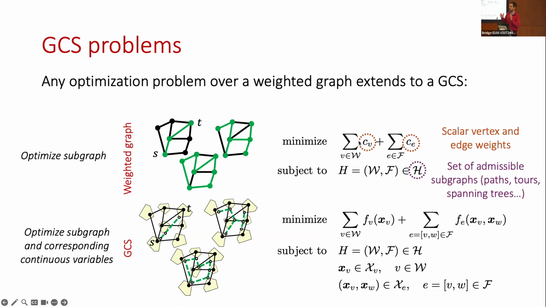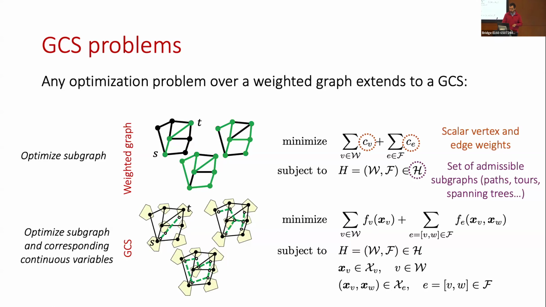The weight of the subgraph is the sum of the weights of the vertices and the edges in the subgraph, right? So this is the combinatorial optimization problem that we start with, and this is the generalization over a GCS. We're still looking for a subgraph, H, in the set of admissible subgraphs, but depending on the subgraph that we select, we activate convex constraints, these ones that are paired with the vertices of the subgraph, and we activate convex constraints that are paired with the edges of the subgraph. The cost of the subgraph is still the sum of the cost of the vertices and the edges, but this time they're not even scalars, they are convex functions of the continuous values.